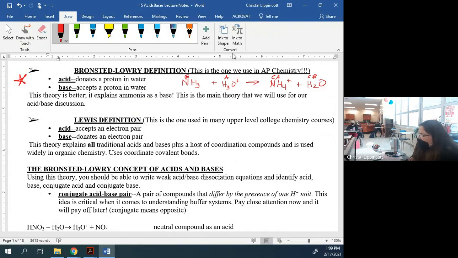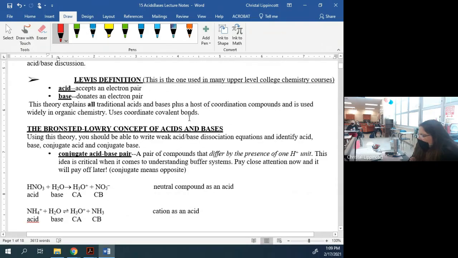If you go on to college, they talk about Lewis acids and bases. Acid is an electron pair acceptor, and the base donates an electron pair. If you get into college, they'll talk about this. We're not spending time here.